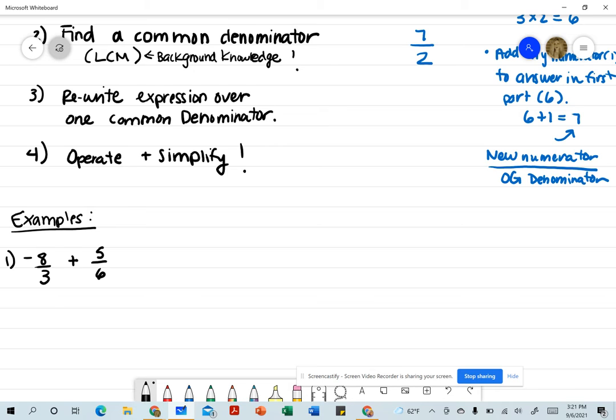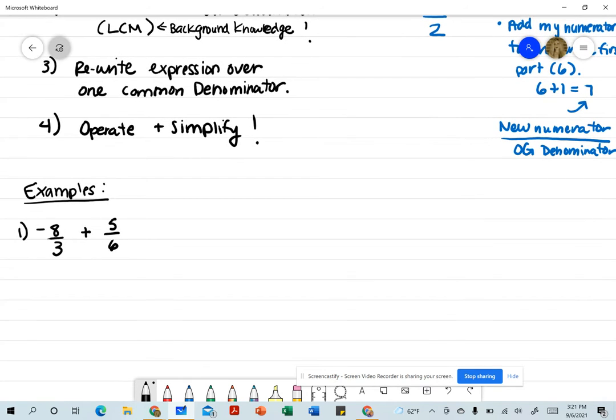They are both in the form of a over b. I have one number over another. So I'm good. I don't have to do anything for step 1. Then what I have to do is find a common denominator. So I'm going to highlight my denominators right here. Excuse me for the yawn. What I notice is they are not alike, right? 3 does not equal 6. So they are not alike currently.